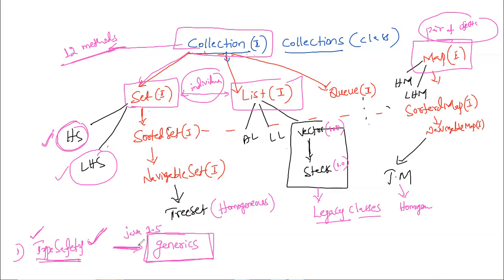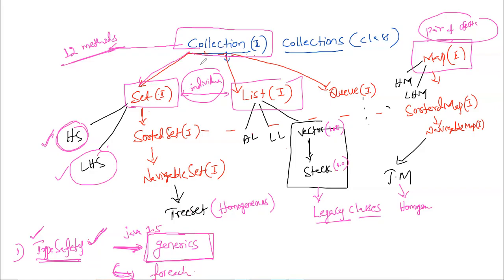Along with generics, what else was added in the 1.5 version? For collections, one more support was added, which we discussed in yesterday's class: the for-each loop. For-each loop support was also added from Java 1.5 onwards. After this, we discussed the collection framework.